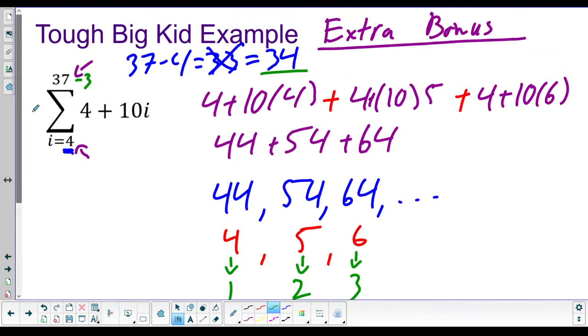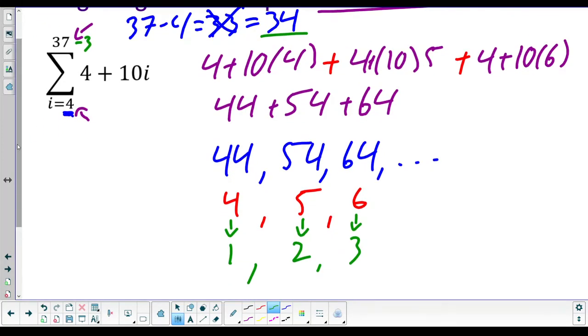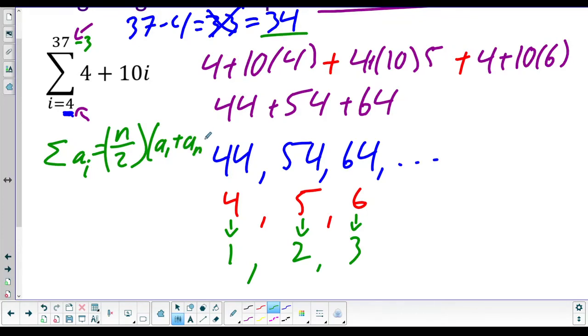All right, so we know from yesterday's lesson that we have a formula for adding up arithmetic sequences, right? That formula is n over 2 times a1 plus an. We know n. We just figured it out through a little bit of logic and reasoning and thinking a little hard. N is going to be 34 because there are going to be 34 numbers in this list. A1, the first number in our list is 44. Okay, now we just need to figure out what's that last number.